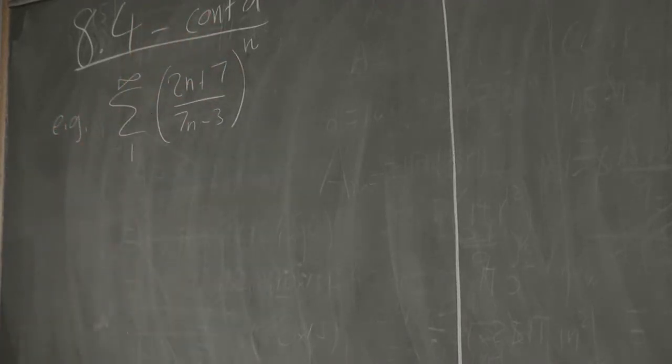So that might start decreasing things enough to make it converge, so we're going to actually do a test. Because the power n is just all by its lonesome, I would think of applying the root test in this case. So let's do that.